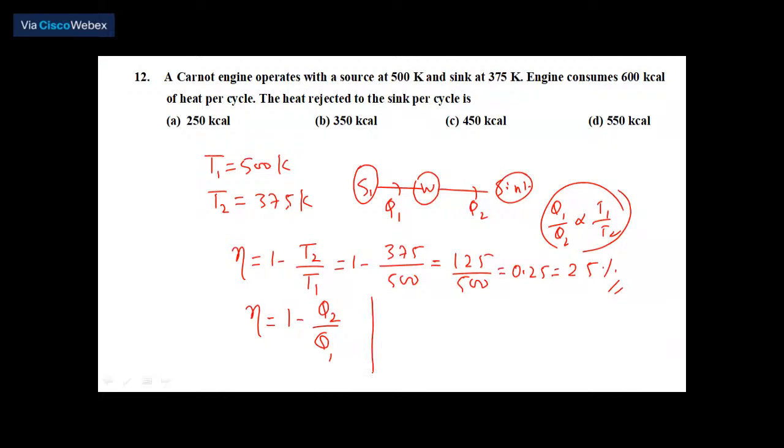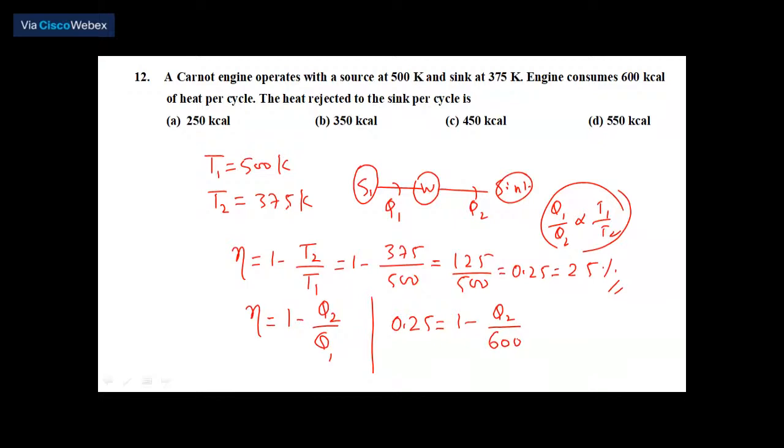Okay. Now let us substitute for the known quantities. Efficiency eta is 0.25, equal to 1 minus Q2 divided by Q1. Q1 is how much? 600 kilocalories. Let us write down 600 directly. Don't convert that into calories by multiplying by 10 power 3, because the final answer is also given in kilocalories.